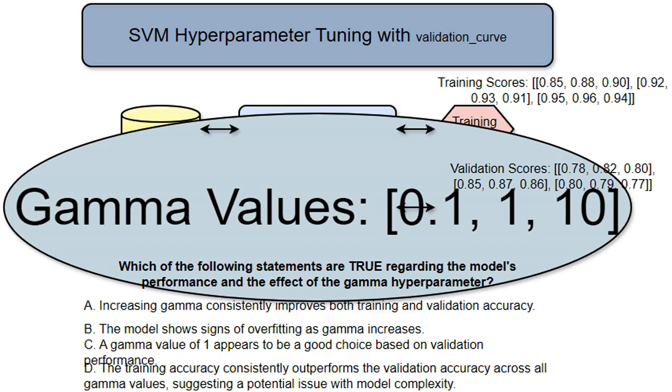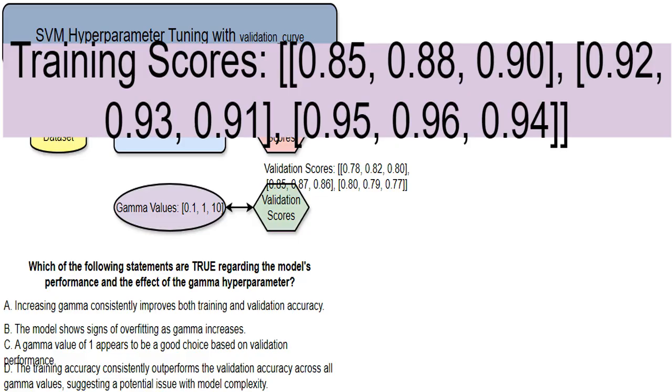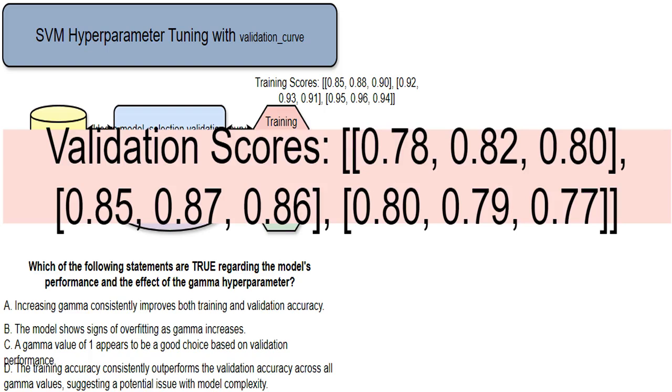Gamma is a hyperparameter in the RBF kernel of the SVM. It controls the influence of each data point. These are the three values being tested to determine which gives the best model performance. These scores show the model's accuracy on the training data for each gamma value. Notice the accuracy increases as gamma increases. These scores show the model's accuracy on the validation data for each gamma value. Note that the validation accuracy increases from gamma equals 0.1 to gamma equals 1, but then drops. This is a key indicator of model behavior.